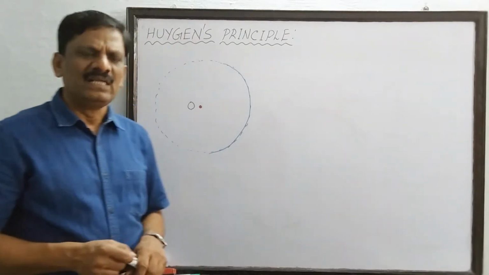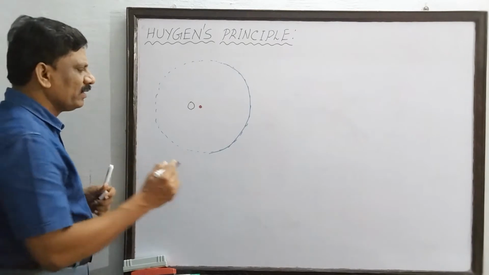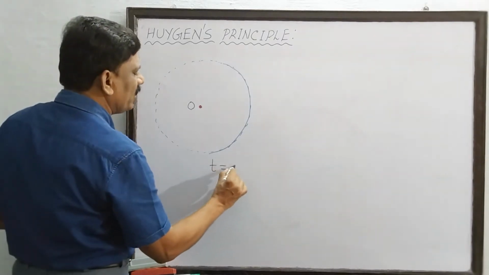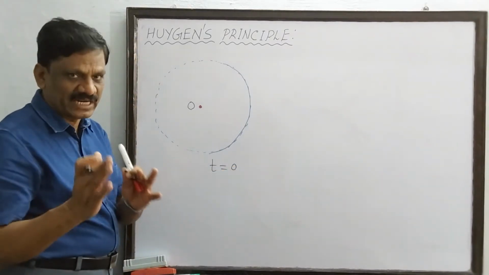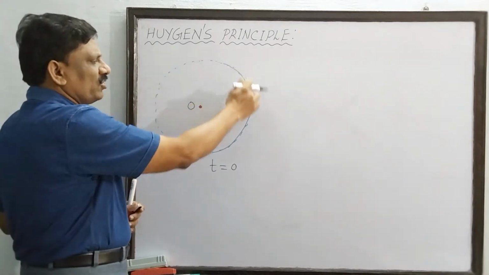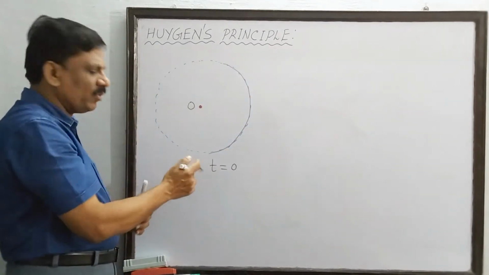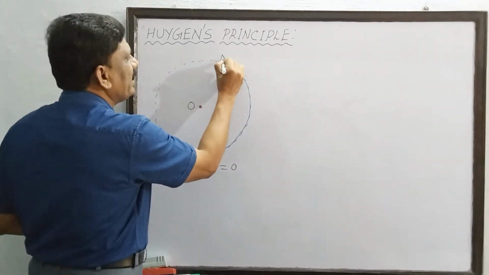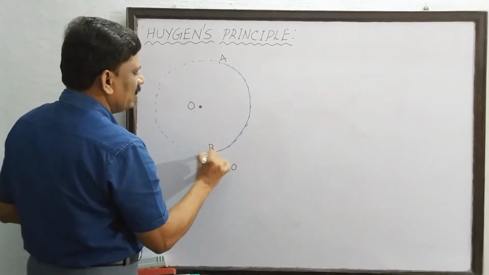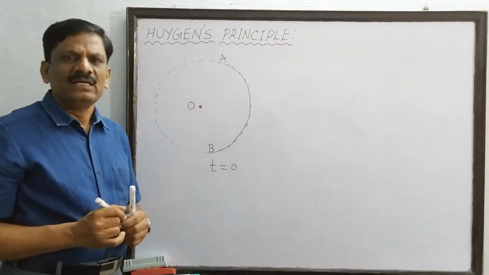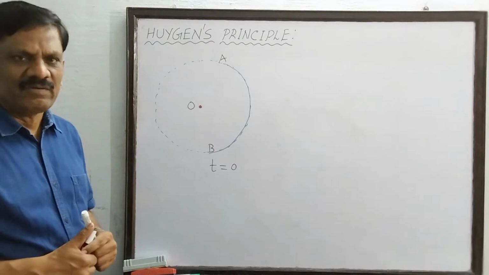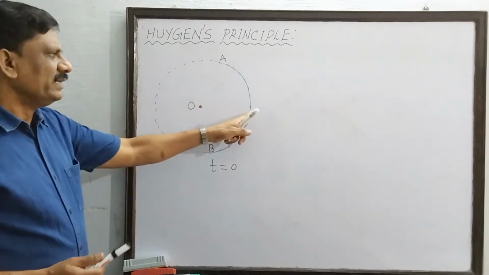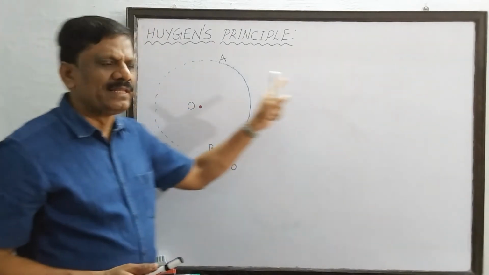For that, let us take a time t equal to 0, that is, the initial time. This portion of the sphere I have considered. The portion of the sphere which I am going to consider is AB. So AB is a portion of the spherical wavefront. It is going to travel forward in all the directions.